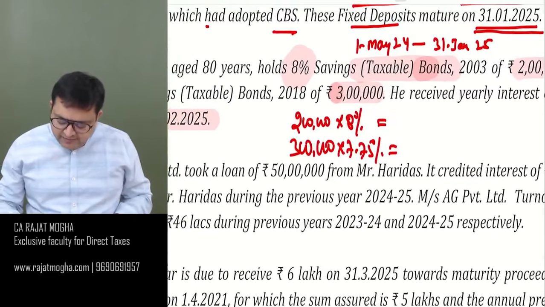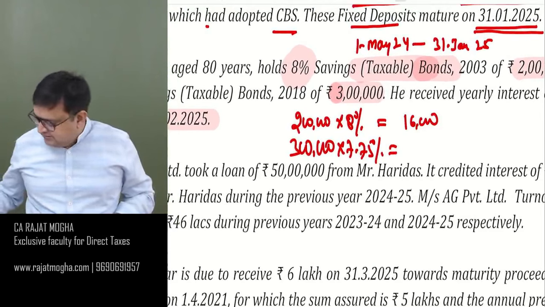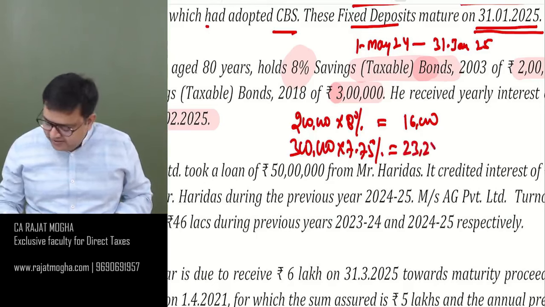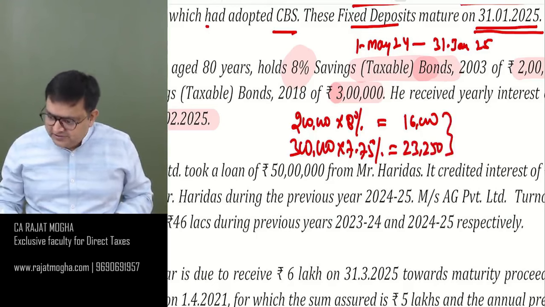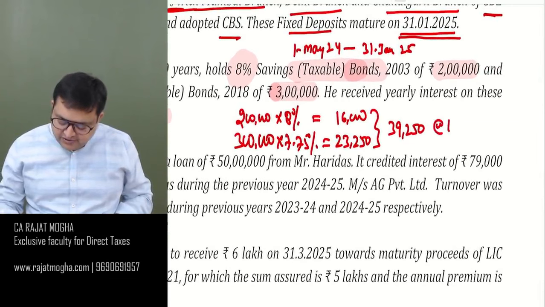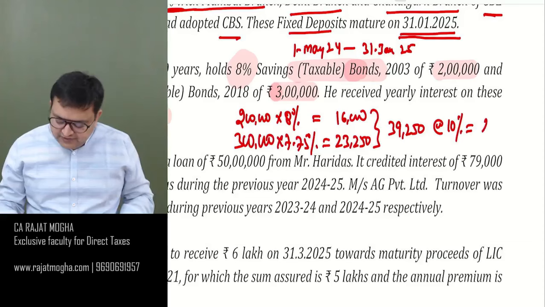So 2 lakh into 8% is 16,000. 3 lakh into 7.75%, it is 23,250. So total it is 39,250, correct, Shagna? 39,250. TDS is applicable at a rate of 10%. It is more than 10,000. So rupees 3925 is the TDS amount.